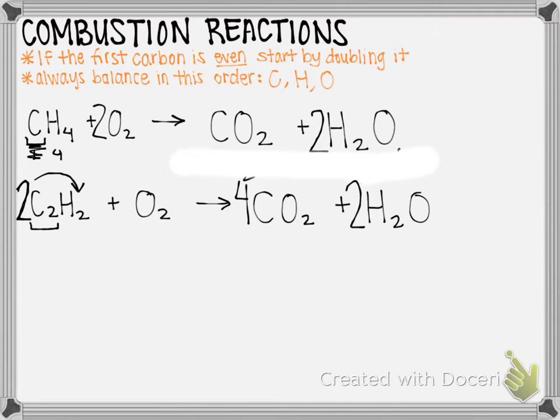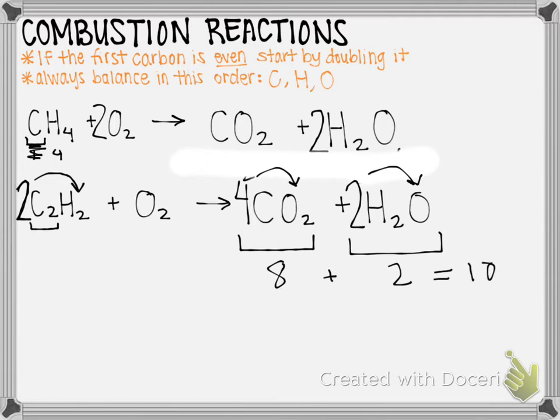And the last one is the O's, so let's add them up. 4 times 2 is 8 oxygen coming from here, and 2 oxygen coming from here. That's a total of 10 oxygen on the product side. And so you need 10 oxygen on the reactant side, so you'll add a 5 here because 5 times 2 is 10.